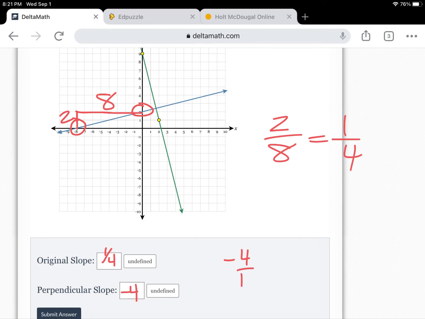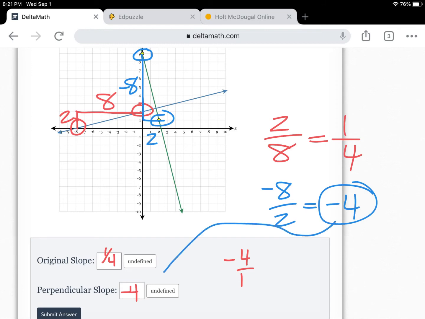Now, let's actually check it. I'm going to change colors here so I can show you. So right here, I have a point, and here I have a point. So again, rise, so I go from 9 to 1, so that's down 8, over run, and now I go over 2. So what I get, -8 over 2. If I simplify that, that gives me -4, which I got here. So again, if they're perpendicular, they're opposite reciprocals.